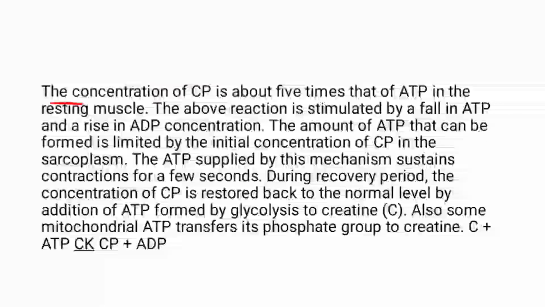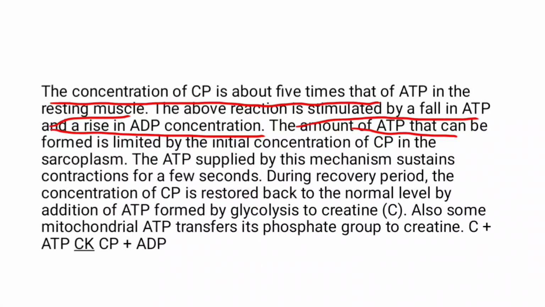The concentration of creatine phosphate is about 5 times that of ATP in the resting muscle. The above reaction is stimulated by a fall in ATP and a rise in ADP concentration. The amount of ATP that can be formed is limited by the initial concentration of creatine phosphate in the sarcoplasm. The ATP supplied by this mechanism sustains the contraction for a few seconds.